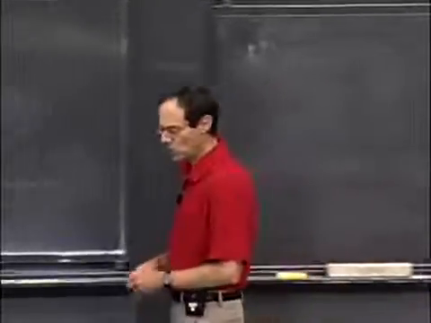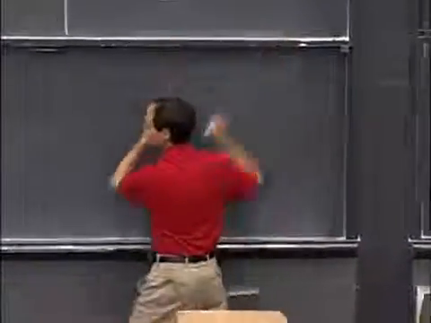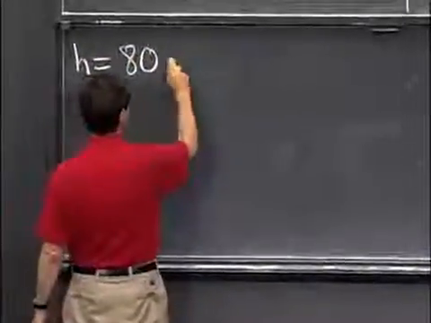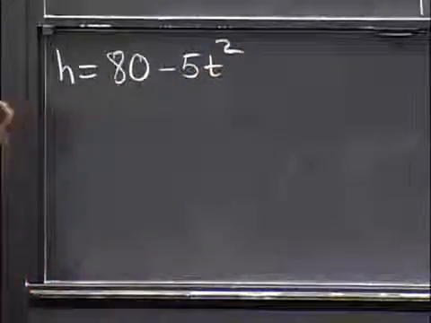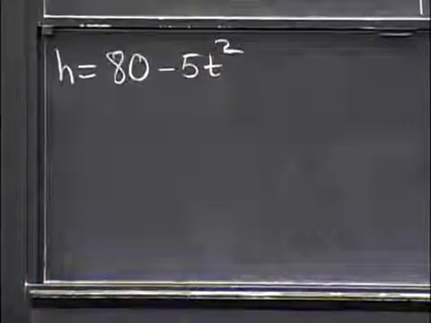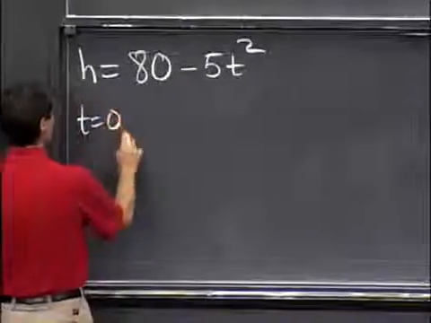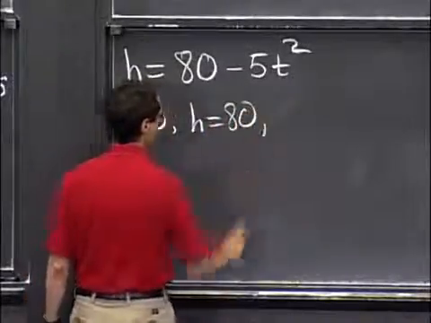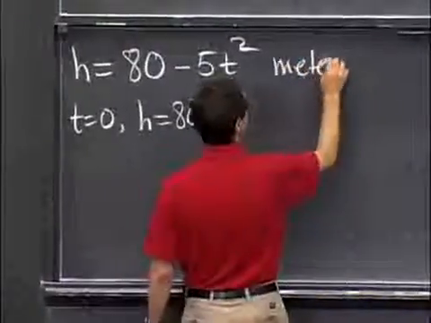Okay, so we have the height, which starts out at 80 meters at time 0, and then the acceleration due to gravity gives you this formula for h. This is the height. So at time t equals 0, we're up at the top. H is 80 meters. So the units here are meters.